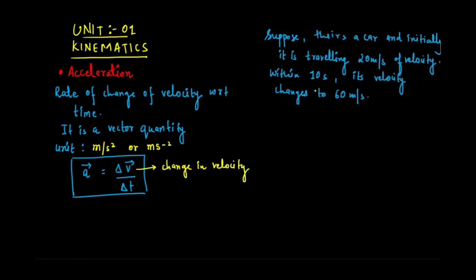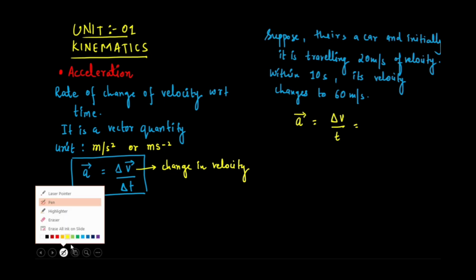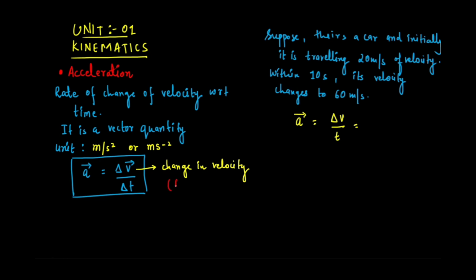In this particular case, how are we supposed to find the acceleration of the body? Acceleration is nothing but the rate of change of velocity by time. Whenever we write change in velocity, we always need to write final velocity minus initial velocity. That is important. So it is going to be 60 minus 20 over 10. So acceleration will be 40 by 10, that is 4 meters per second square.